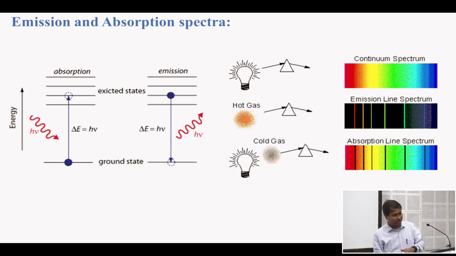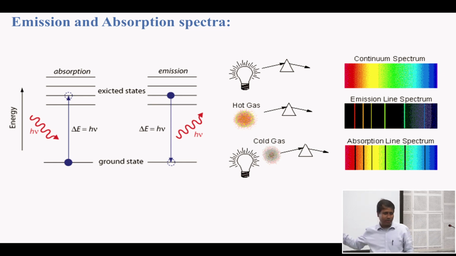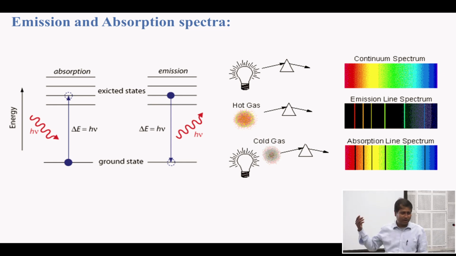Then there is a transition from one energy level to another energy level. Which energy level is associated depends on what kind of spectroscopy you are studying. If you are studying microwave spectroscopy, then the rotational energy level is associated. If you are studying vibrational spectroscopy, then the vibrational energy level is associated. If you are doing, say, UV-visible spectroscopy, then the electronic energy level is associated. Ultimately, it is a transition from one energy level to another energy level.